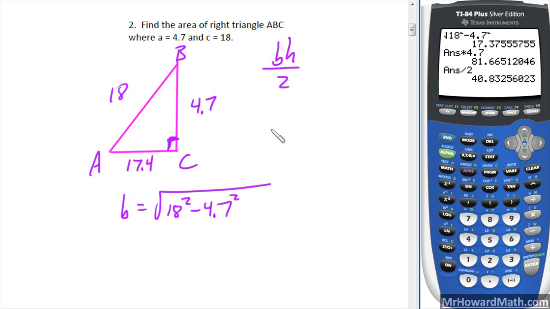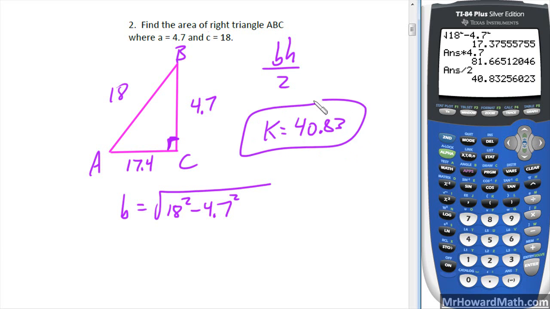And I get 40.83. So the area, K is often used for area of a triangle, 40.83 square units is the answer to problem 2. And now we move on to 3.